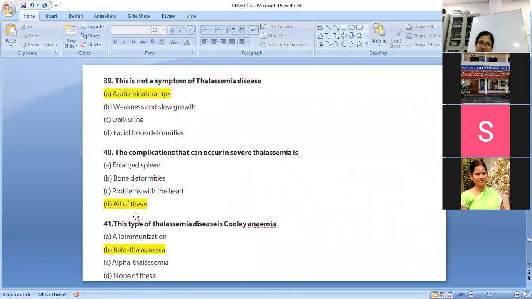So in that case, our physiology will be affected, normal body functioning will be affected, weakness and slow growth, dark urine, there will be bone deformities because your bone marrow is being subject to malfunctioning. So there will be facial bone deformities. Forehead, there will be bushing of forehead, and you will sequentially find out if the bushing is more prominent. Frontal bushing. So these are some symptoms of facial bone deformities that are associated with thalassemia.